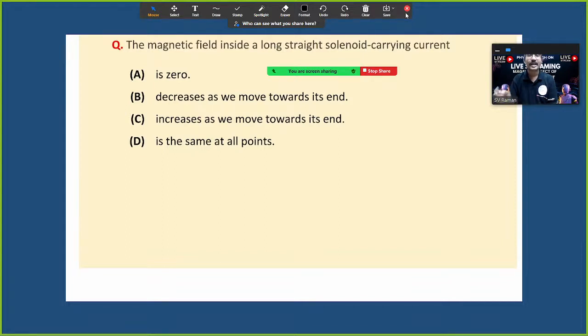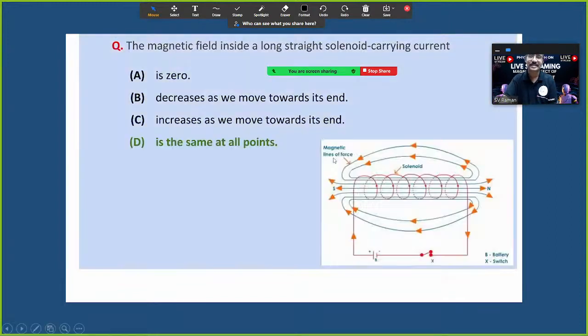A repeating question. Magnetic field inside a long solenoid carrying current, inside, not top down, inside. Will inside be 0? No. Decreases as we move towards its ends? No. Increases as we move towards its ends? Is the same at all points? Of course, the center lines are what we showed. The right answer is the same for all the points. It won't increase, it won't decrease.